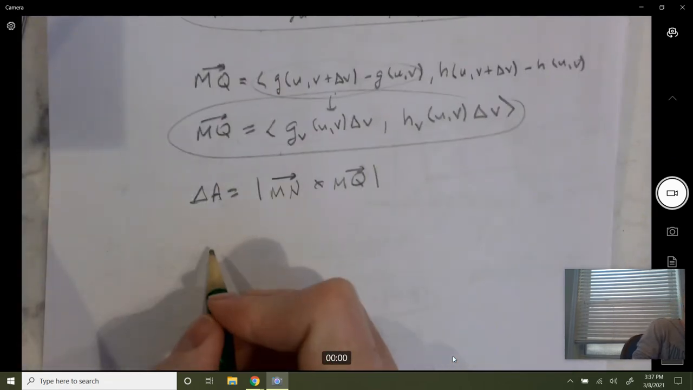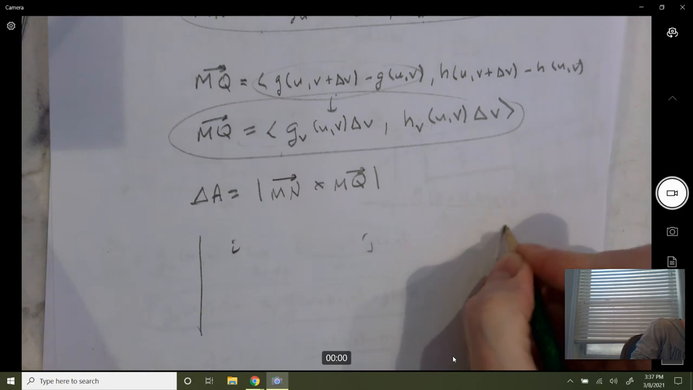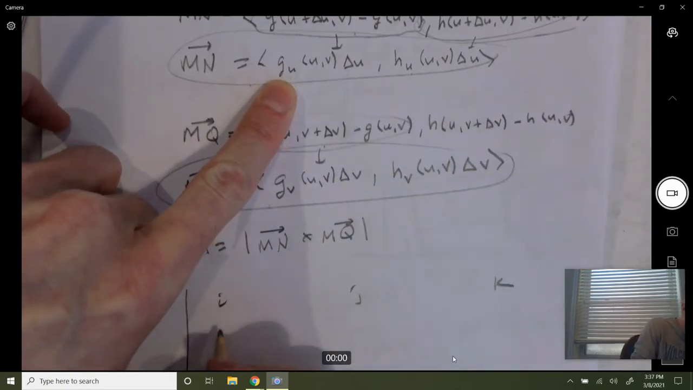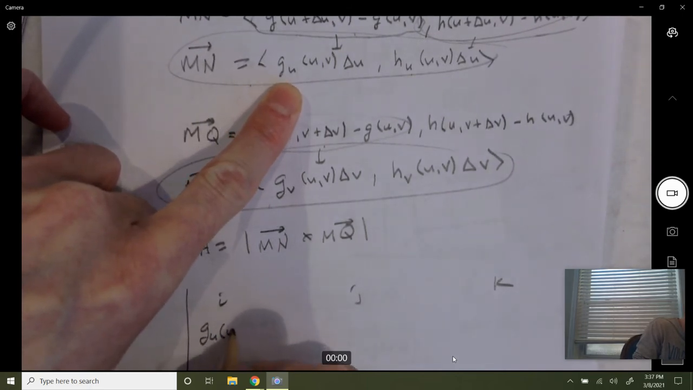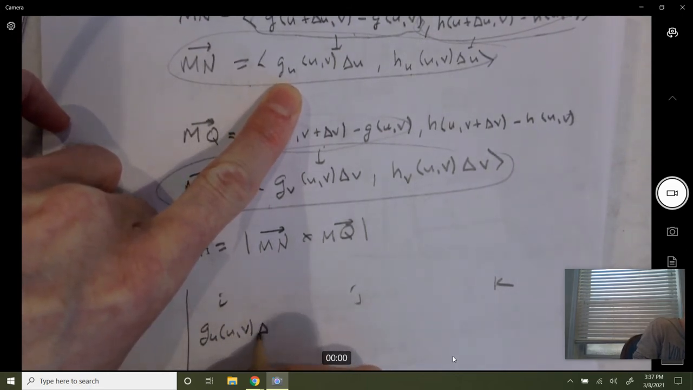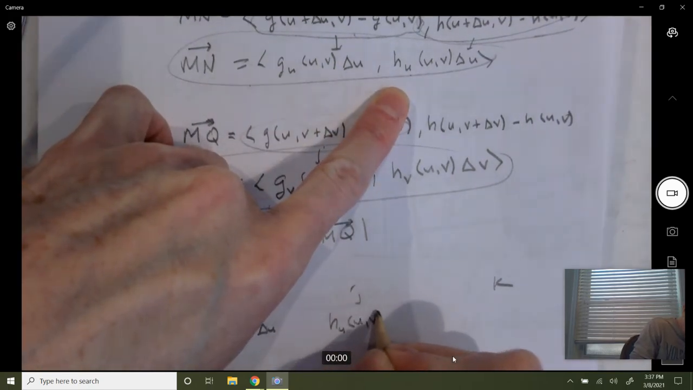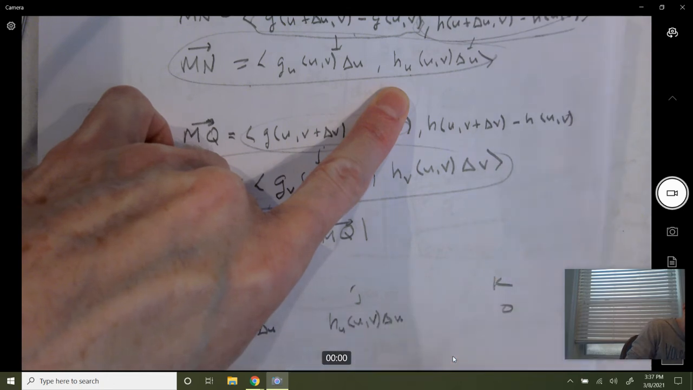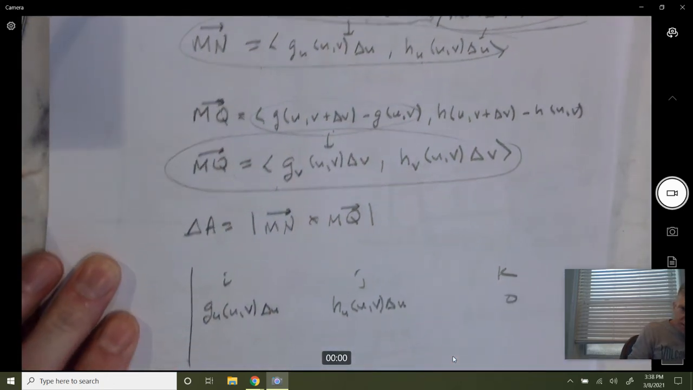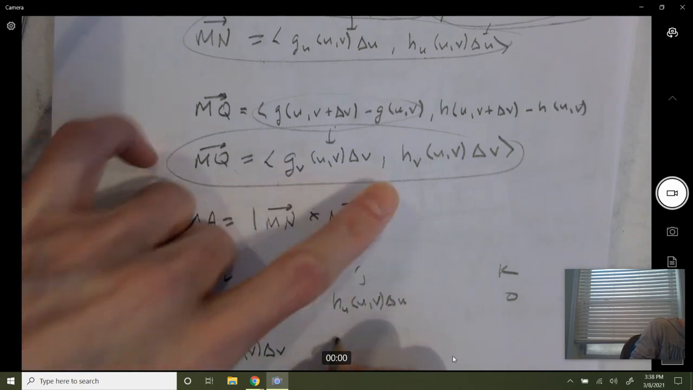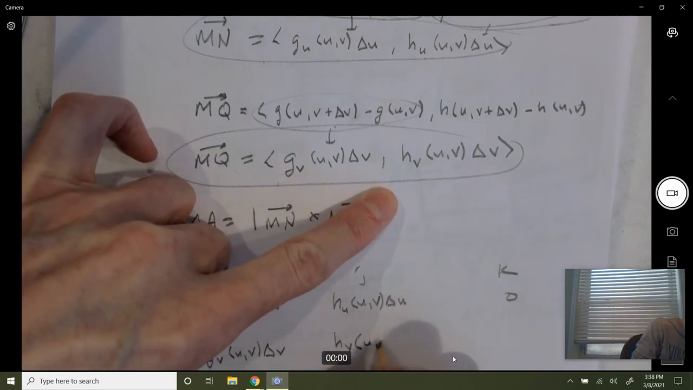So let's do that cross product. I, J, K. Okay, so I've got a GU of UV, delta U, and I've got a HU of UV, delta U, and that's 0. Okay, now I've got this one, I've got a GV of U comma V, delta V, and I've got a HV of U comma V, delta V, and a 0.